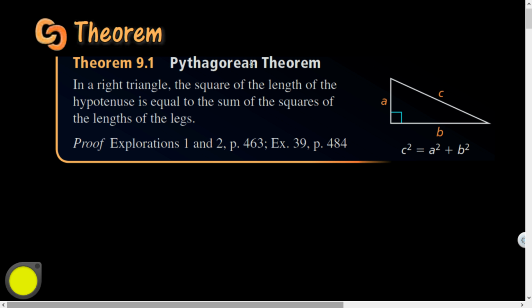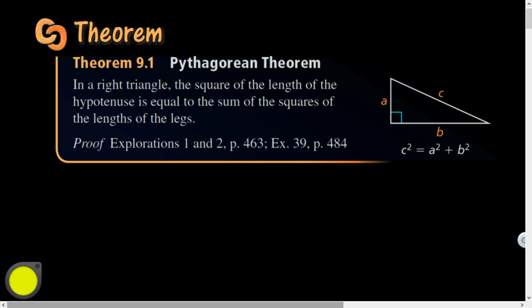It says, Pythagorean Theorem. In a right triangle, the square, which they're talking about the mathematical operation, not the shape, of the length of the hypotenuse, which is actually the same as if I built a square off of that hypotenuse as its area, is equal to the sum of the squares of the lengths of the legs. All right, so classically known as a squared plus b squared equals c squared.